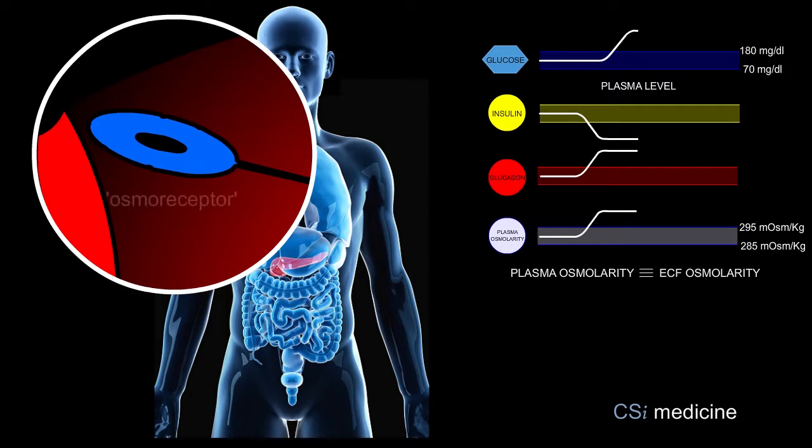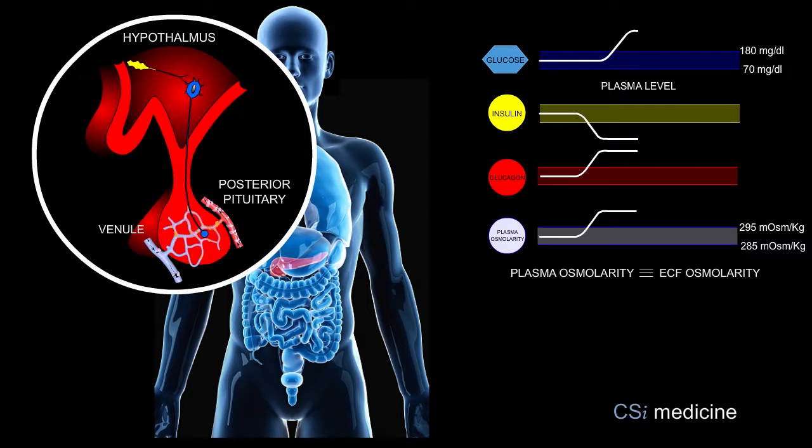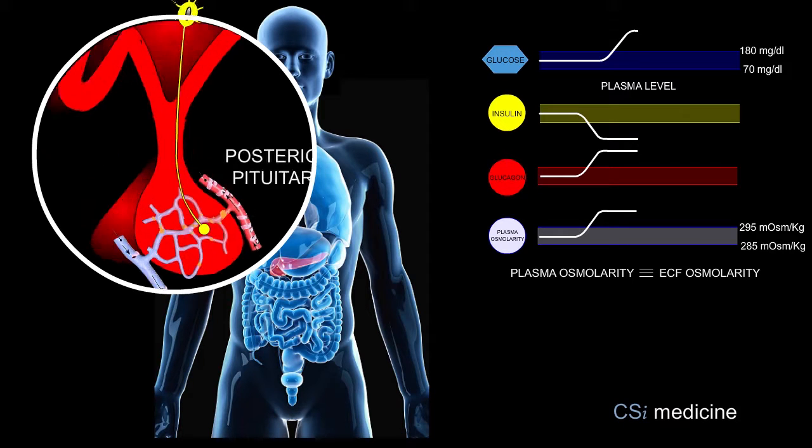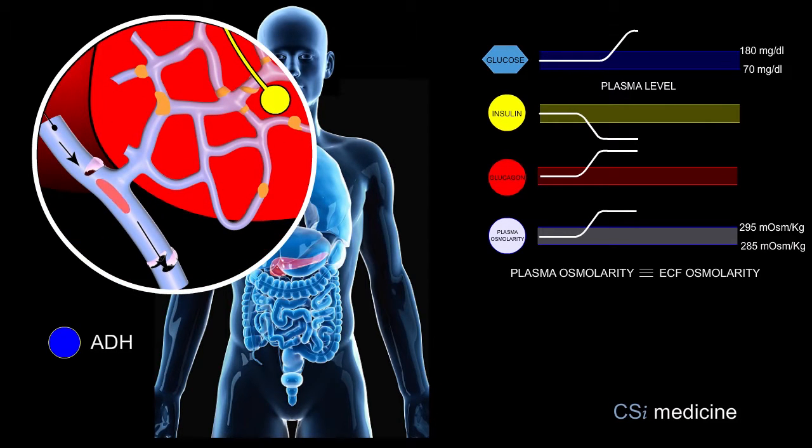In addition, osmoreceptors in the hypothalamus sense the rise in ECF osmolarity. A rise in ECF osmolarity deforms these cells by inducing movement of water from their cytoplasm to the extracellular fluid. In response to this, osmoreceptors then signal to neurons in various nuclei of the hypothalamus, and these neurons respond by increasing the release of antidiuretic hormone from the posterior pituitary into the systemic circulation.